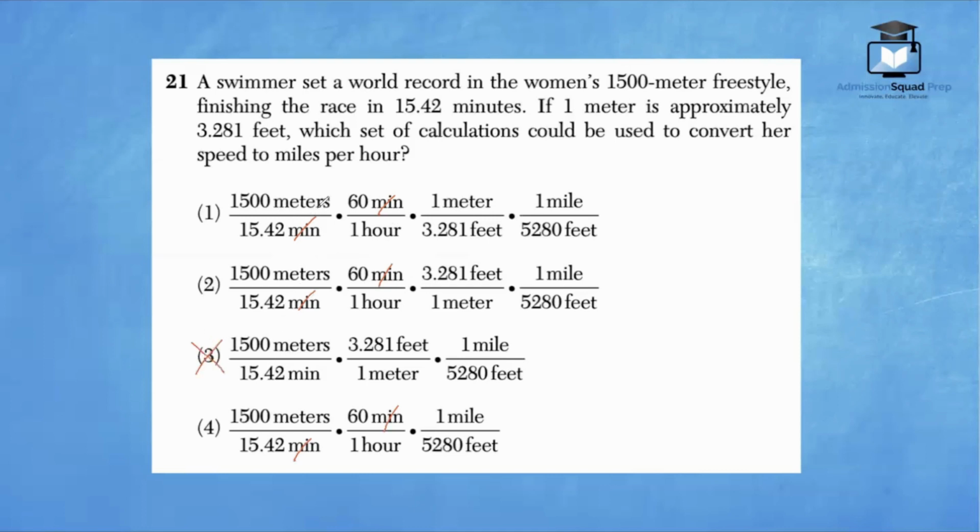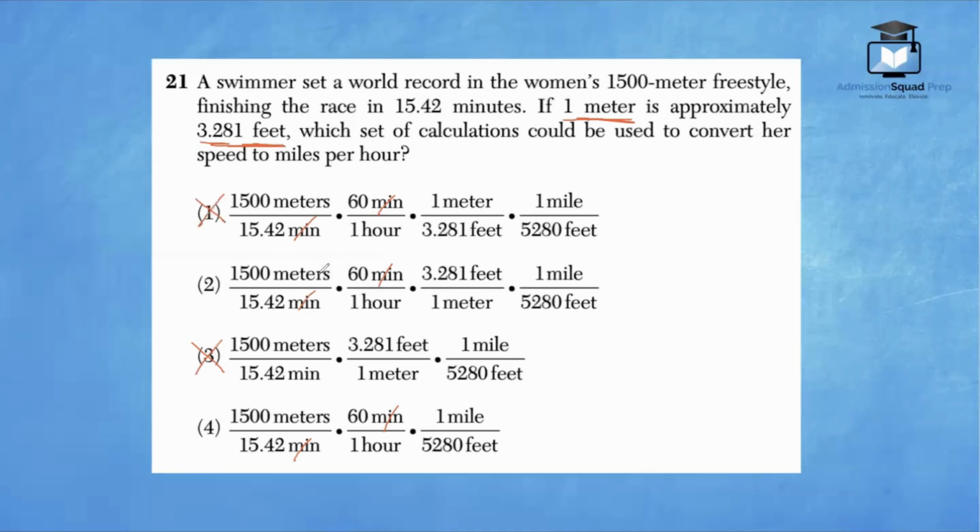We also want meters to be converted into feet. We were given that conversion in the original problem. 1 meter is approximately 3.28 feet. So notice the meters are both in the numerator here. That's not going to work for us because we can't cancel out the units when they're both in the numerator. We would need meters here in the numerator and meters in the denominator. So we're going to get rid of answer choice 1.